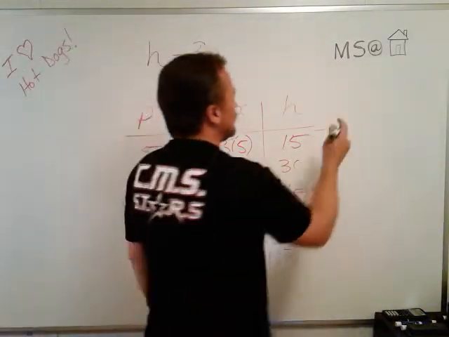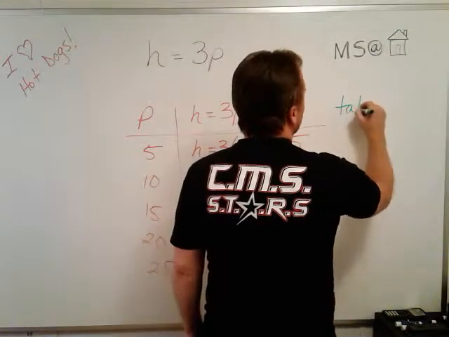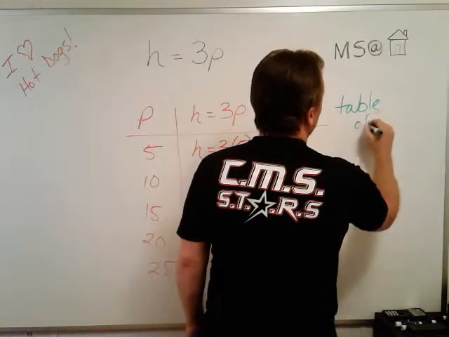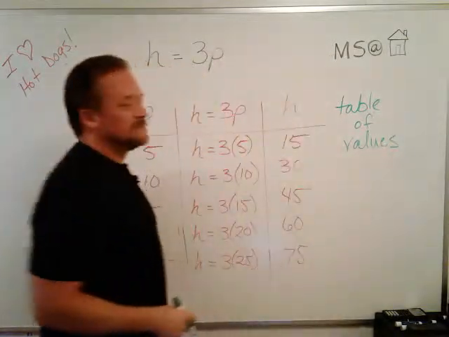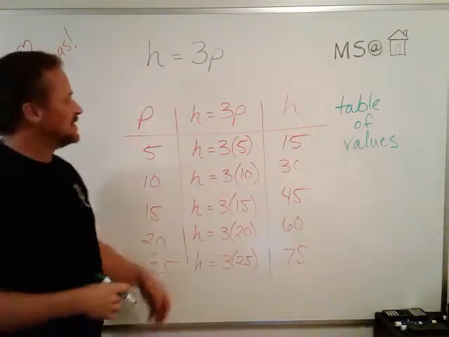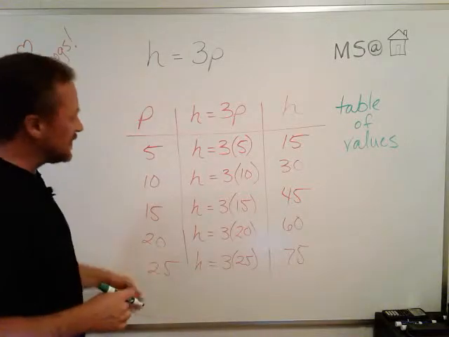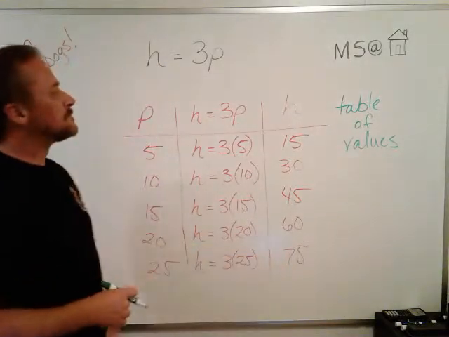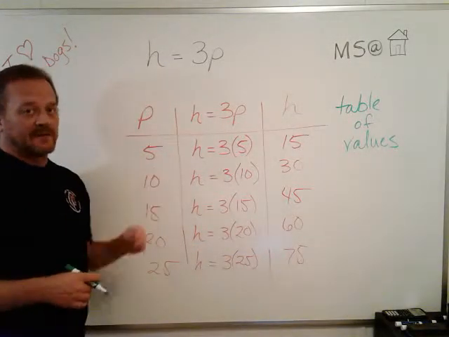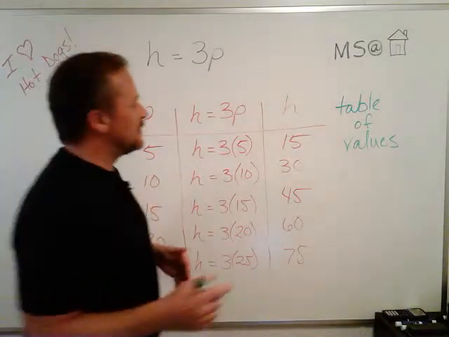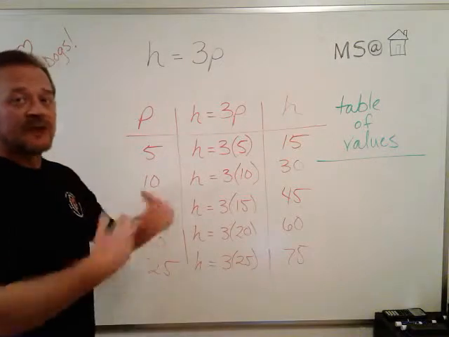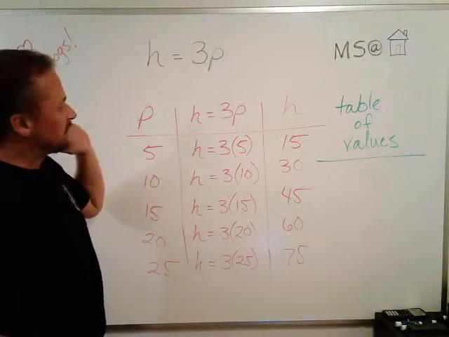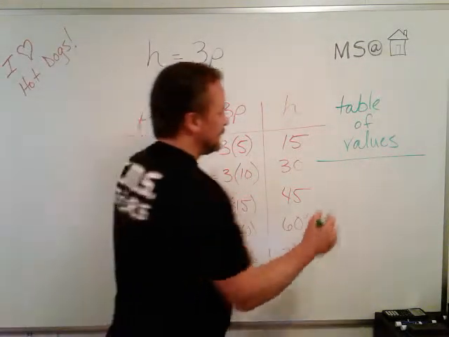The first thing that you can call this table is a table of values. Makes sense, right? This is a table of values for the independent and the dependent variable. So that's one name for this. There's another thing you might see, especially later on in pre-algebra and in algebra. This is also called an input-output table.